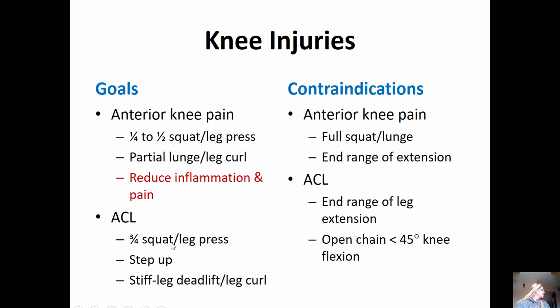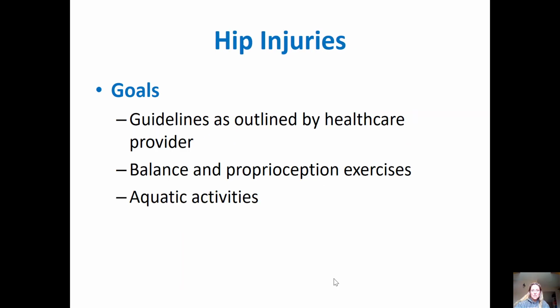ACL issues, we want to make sure, again, you're doing maybe a 3/4 squat or a leg press. We don't want to do a full range of motion. Step-ups are okay, and then stiff-legged deadlifts, leg curls are okay as well. But what do we want to avoid? The end range, again, of the leg extension, and anything open chain greater than 45 degrees of knee flexion. Okay, so looking at the leg curl, the leg extension exercises, be cautious of those end ranges of motion because that can further aggravate these knee injuries.